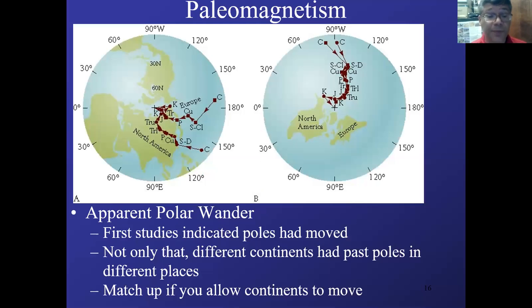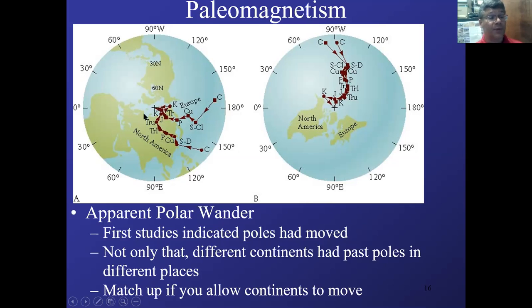What happens when you do these measurements? Well, here's what was found. If you measure rocks, say in North America, and you look at older and older rocks, where the North Pole seems to have been based on those moves across the globe. And that's a little strange, referred to as apparent polar wander.